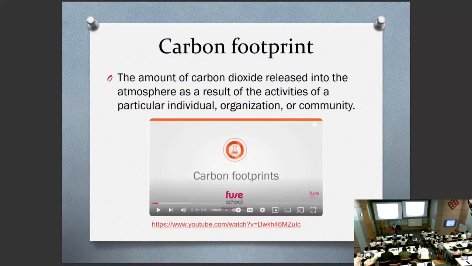Okay, so this subject is about carbon footprint. So what is carbon footprint? This is the amount of carbon dioxide and some other greenhouse gases released into the atmosphere as a result of the activities of a particular individual, organization, or community. So you can assess your personal carbon footprint. You can also assess the carbon footprint of a function. You can also assess the carbon footprint of an organization during 1 year, or the carbon footprint of a region, like the carbon footprint of Hong Kong.